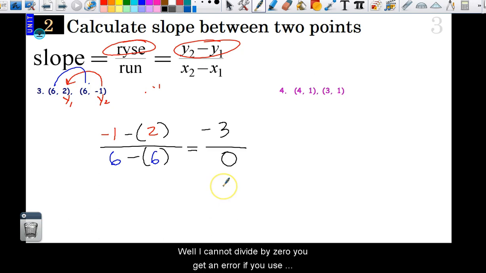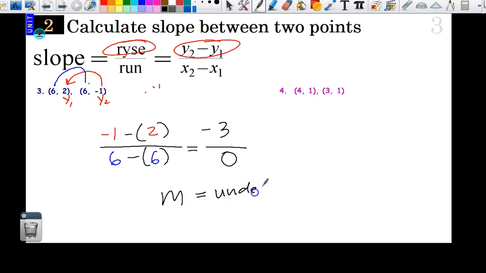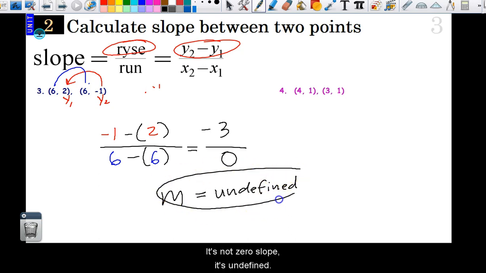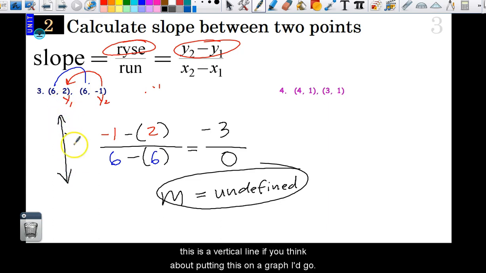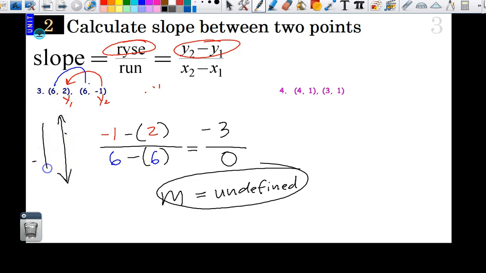Well, I cannot divide by 0. You'd get an error if you used a calculator. So m is undefined. This is a vertical line. It's not 0 slope, it's undefined because I'm dividing by 0. If I divide by 0, this is a vertical line. And if you think about putting this on a graph, here's y and here's x. It'd be 6 over, and I'd have (6, 2) and (6, -1). And you see they line up on a vertical line.